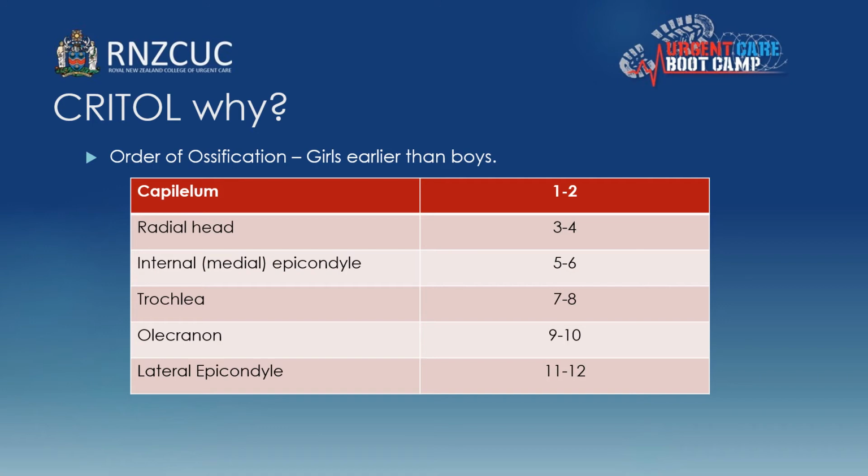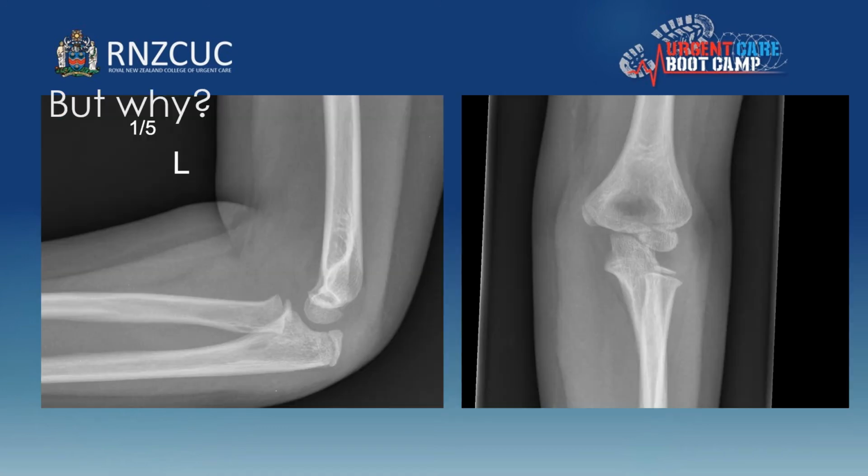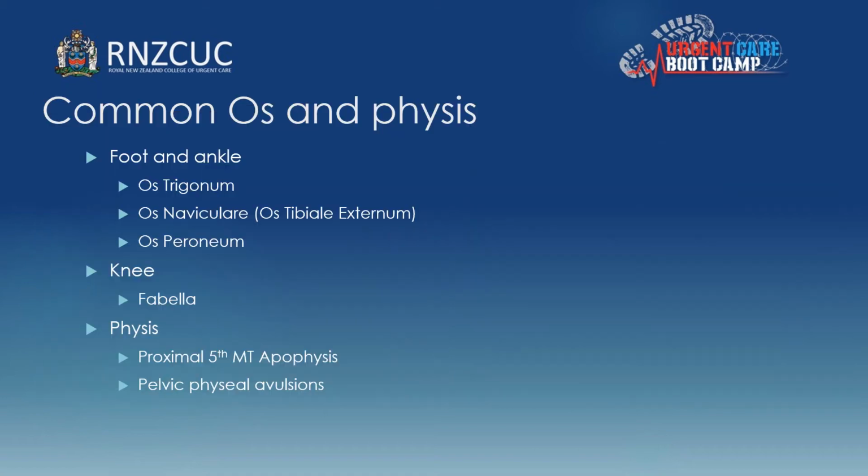So why is this knowledge important? Well, on this X-ray we can use exactly that. This young lady's got a sore elbow, and we can see that she's got a capitellum, a radial head, and an internal or medial epicondyle, but she has no trochlea. So why has she got an olecranon growth plate? Well, she hasn't. It's a fracture. So this was originally reported as no fracture seen. But with that knowledge of the ages, you can see that because that order is not maintained, this is almost certainly a fracture.